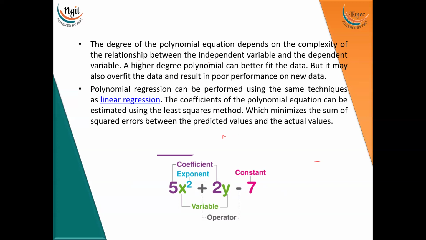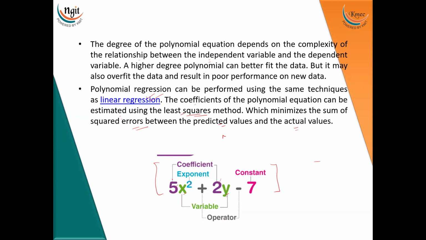Polynomial regression can be performed using the same techniques as linear regression. That is, the coefficients of the polynomial equation can be found using the least squares method. In the last class, we discussed how, using the least squares method, we find the coefficients for simple linear regression. In the same way, we can also find them for polynomial regression. We use it because it minimizes the sum of the squared errors between the predicted values and actual values. When we discuss this polynomial equation, it will be represented something like this. You can see, in this, 2 is the exponent and x and y are the variables.